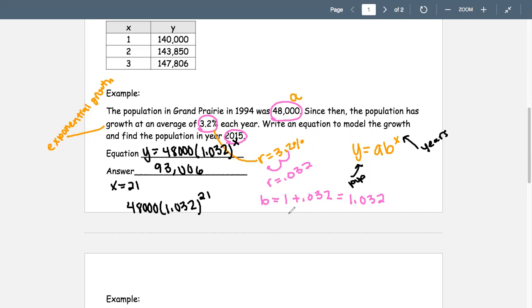That's not a true fact. I think I made up all these numbers. But 1994 is when I was born, so I guess that's what I think. I did not live in Grand Prairie, though. Okay. Ask me questions.